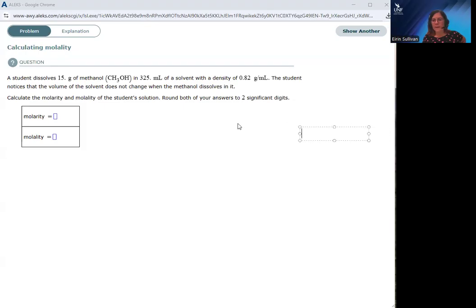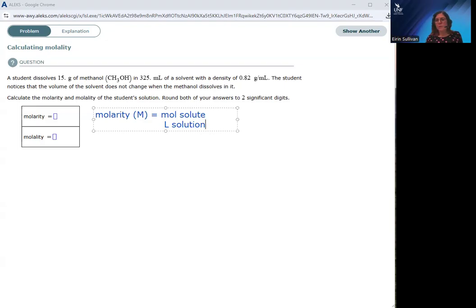Calculating molality. First of all, I know it's confusing, right? We often use molarity as our unit of concentration in chemistry, which has the symbol capital italic M, and that is defined as moles of solute per volume in terms of liters of our solution. So moles per liter. Easy peasy, right?